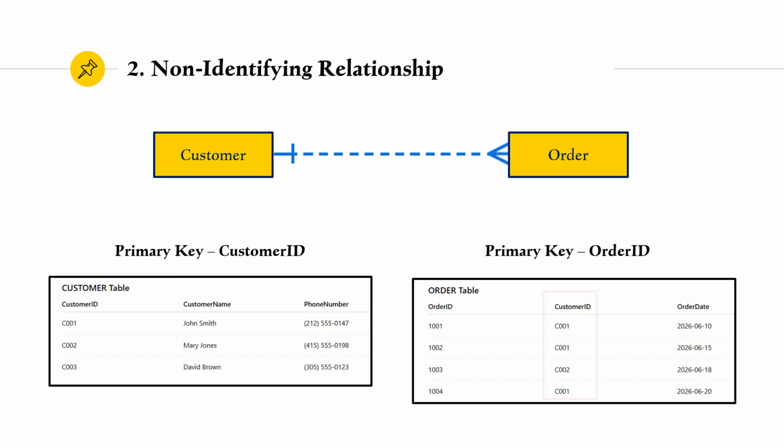Customer ID is just a foreign key in the order table and is only used to establish the relationship back to the customer. Most importantly, it has no role in the primary key of the order table. This type of relationship is called a non-identifying relationship, because although the parent key exists in the child table, it does not participate in identifying the child entity.